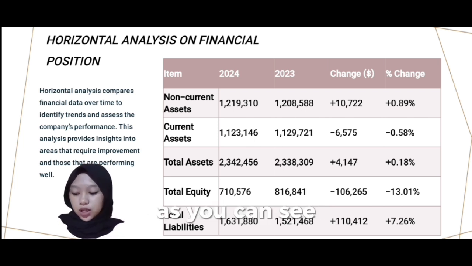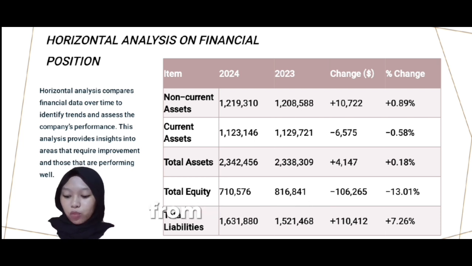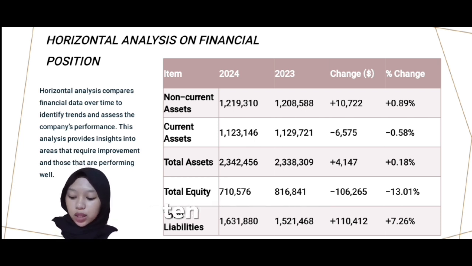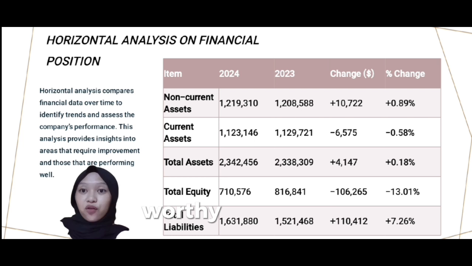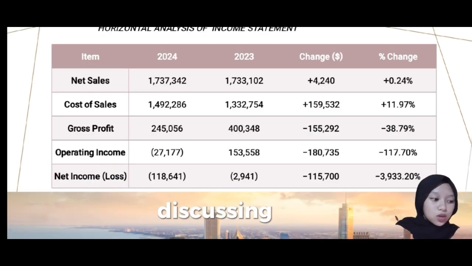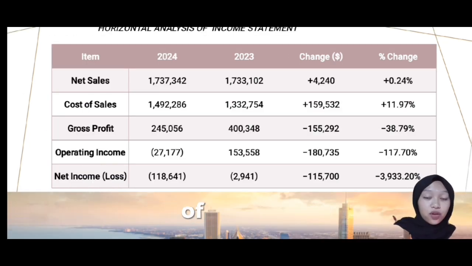Liabilities naman, as you can see, nag-increase siya from the previous year to our current year from 1,500,000. Nag-increase siya for about 110,412. Ang percentage change has increased mainly due to higher intercompany payables and loans, reflecting greater dependence on external or related party financing. Yun naman ang kukunin natin, or i-discuss ko sa inyo, ang interpretation of the horizontal analysis of income statement.